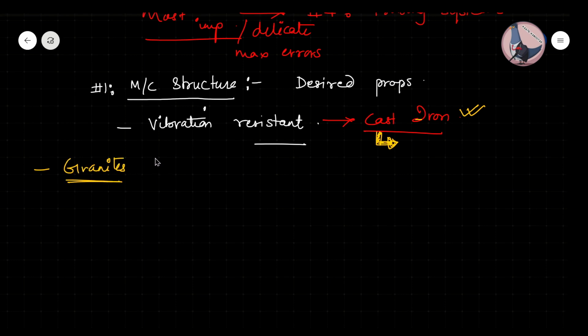Now, even in granites, there are two different types. I will write the name. It is not needed to remember, but as I know, I will write. One is Dabros and the second one is Gabbro.